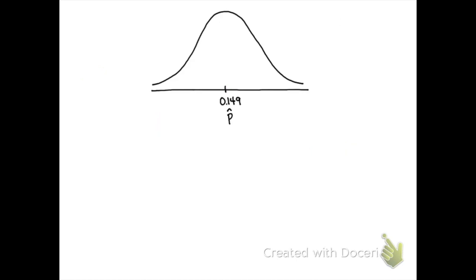The sample proportion P hat is the best point estimate for the population proportion P. So P hat will go in the middle of our distribution, and our confidence interval will be based around that value. The most common level of confidence is a 95% confidence level. Our goal is to find the values that go on either end of this confidence interval.